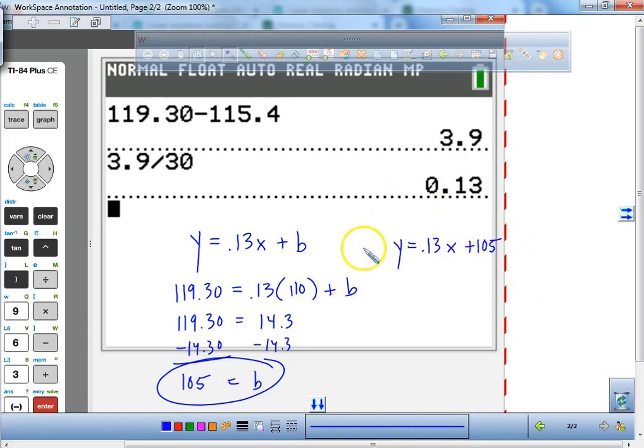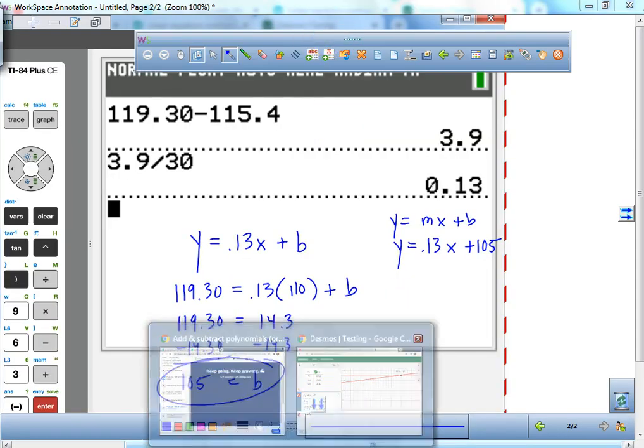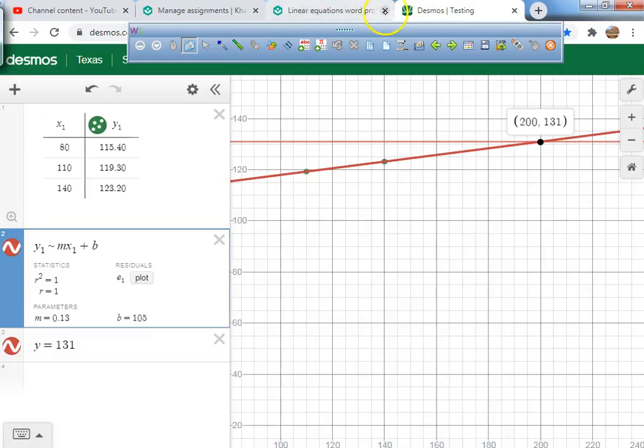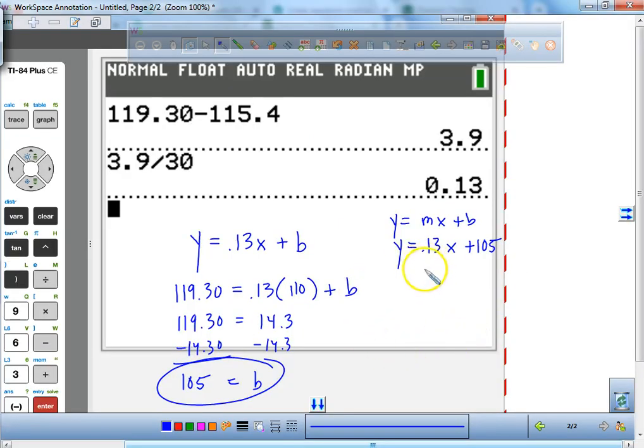Now, if you wanted to use this equation, which is in slope-intercept form, and you wanted to figure out how far you could climb, which is your x, if you traveled $131, sorry, $131. All right, so we're going to put 131 equals 0.13x plus 105. I'm going to take away 105 from both sides.